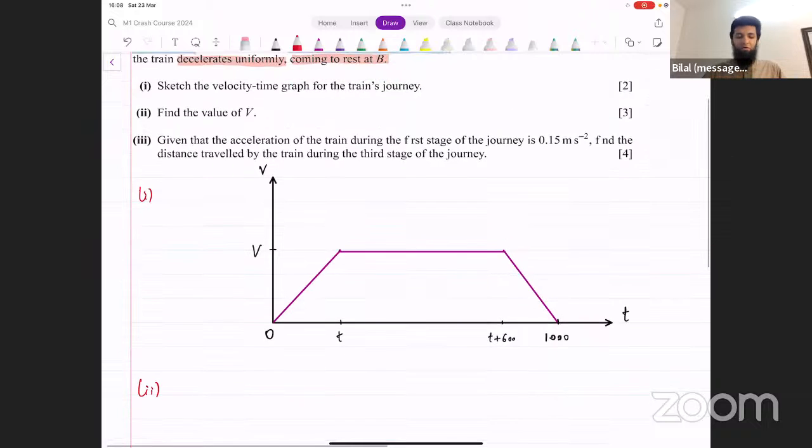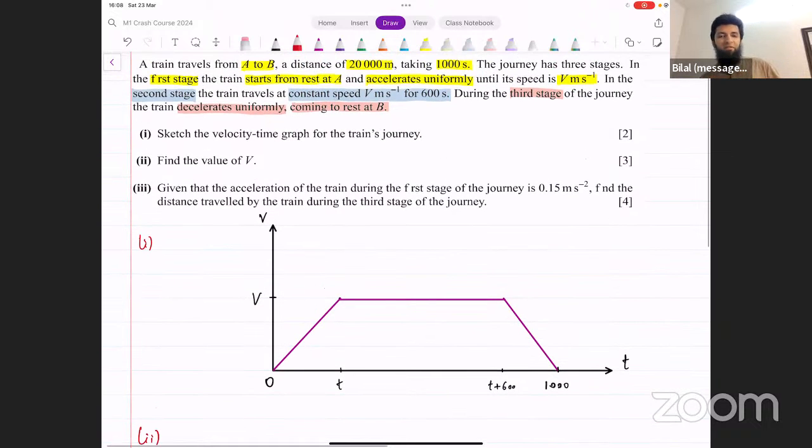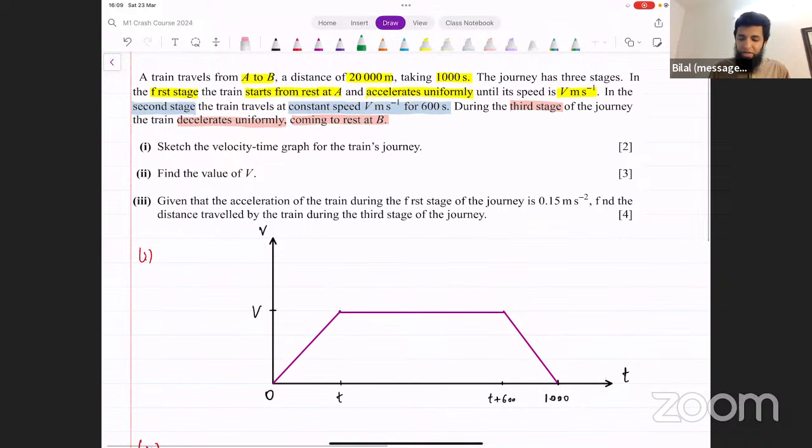First part in which we have to draw the graph. Now in the second part, it says find the value of V. Okay, now V is this point, right? That's what you need to find out. What's the information that's given in the question? It says that the distance traveled is 20,000 meters, and the end result here is 1,000. It's a velocity time graph.